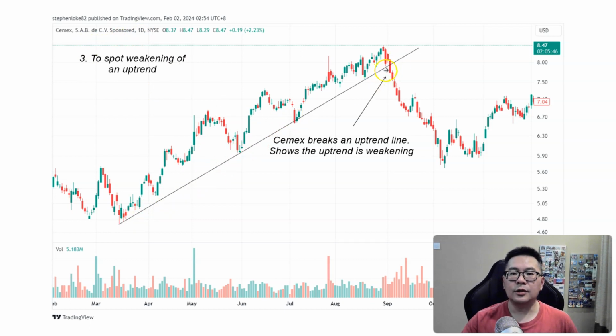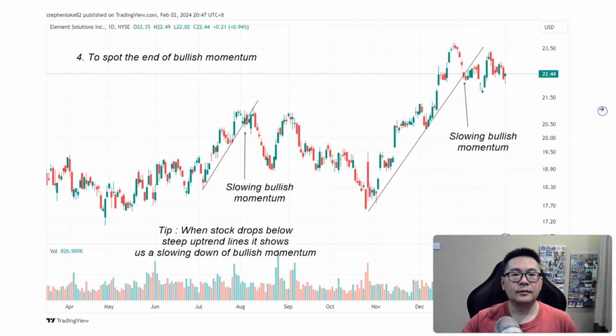When the stock dropped below the uptrend line, it shows that the uptrend is weakening. There's a sell-off here, but eventually it recovered. But if you have learned the uptrend line, you might be able to sell off earlier here. Now the fourth usage is to help us spot the end of a bullish momentum.